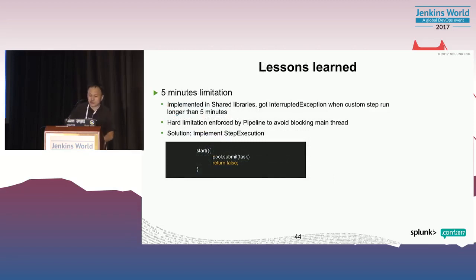The first thing we encountered when we did the migration is some issues with the file limit on the CPS main thread. At first, we implemented many heavy-lifting tasks in the shared library, but hit some exceptions. It's just a limitation in the CPS thread. The recommendation is, if you want to do heavy lifting, you had better write a step. You can implement the step execution, call some thread pool to do the heavy lifting, and return right away to tell Jenkins it's an async step.